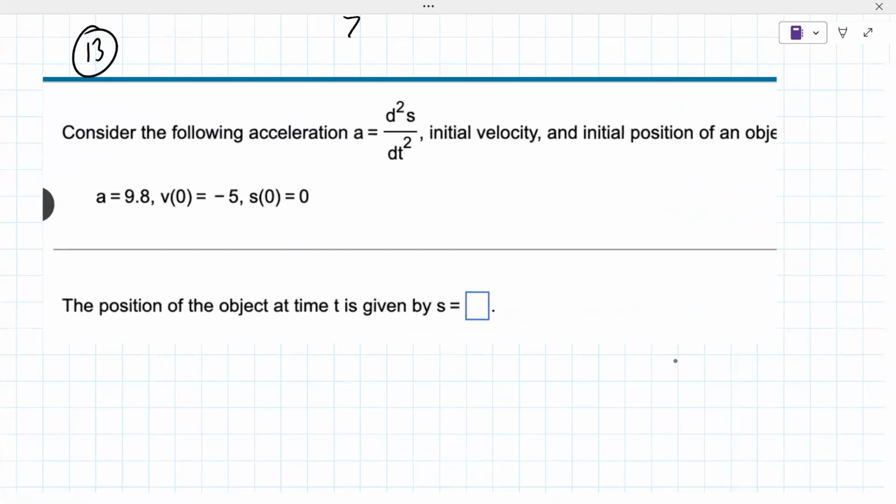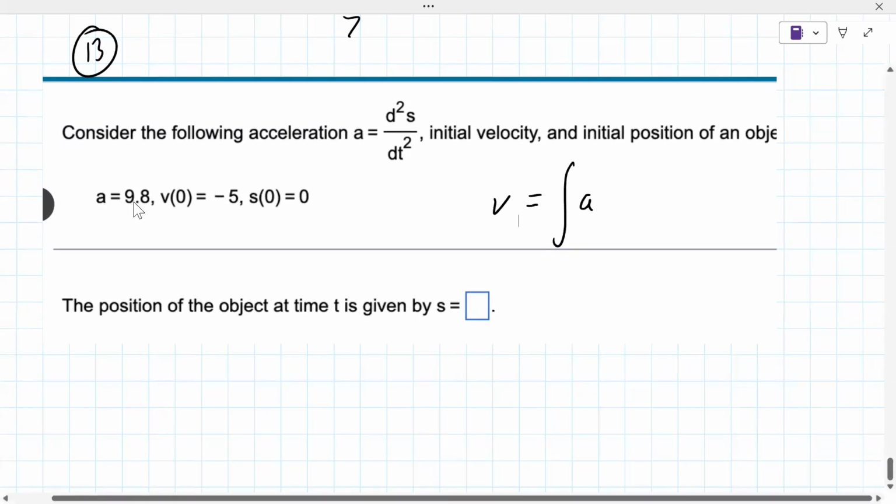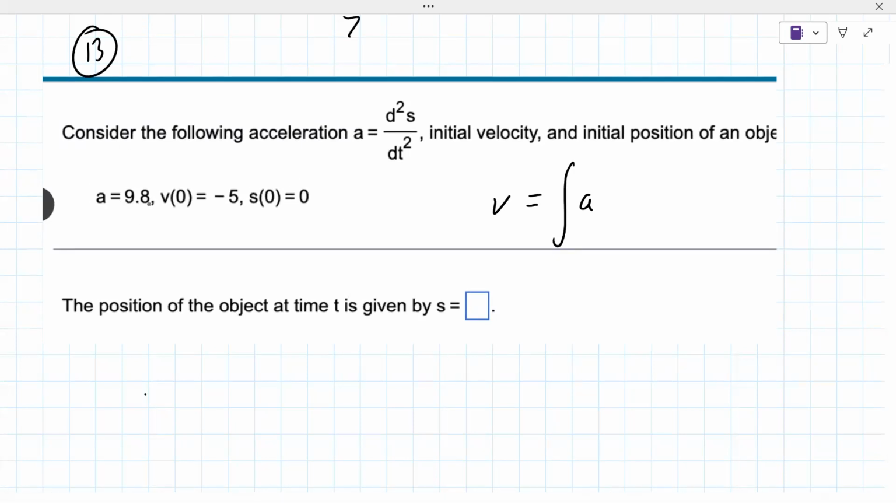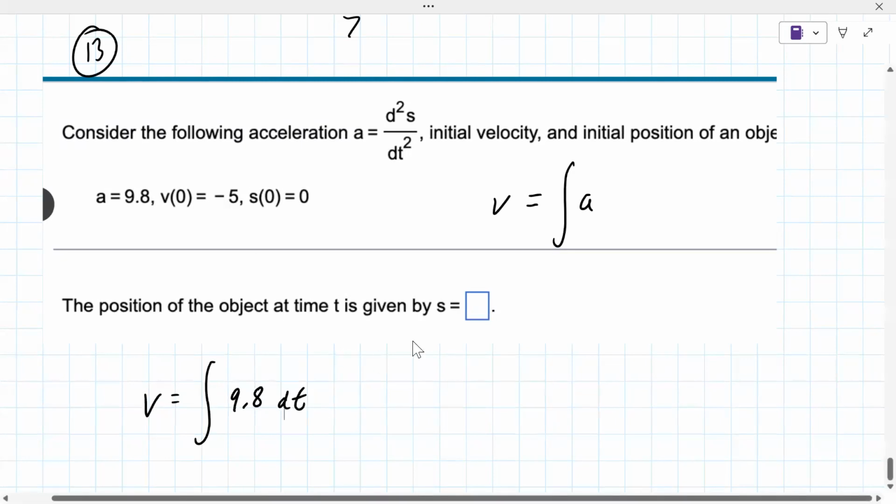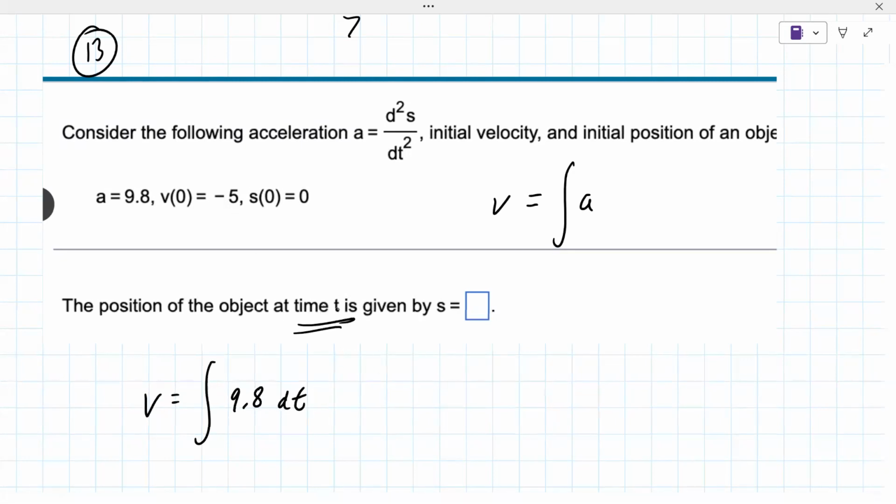All right, consider the following acceleration. We did do something like this. If you integrate acceleration, you get velocity. The acceleration function is given here. It's just a number, which is okay. So the velocity is the integral of 9.8 dt. T, because it's a function of time. This is 9.8t plus c.